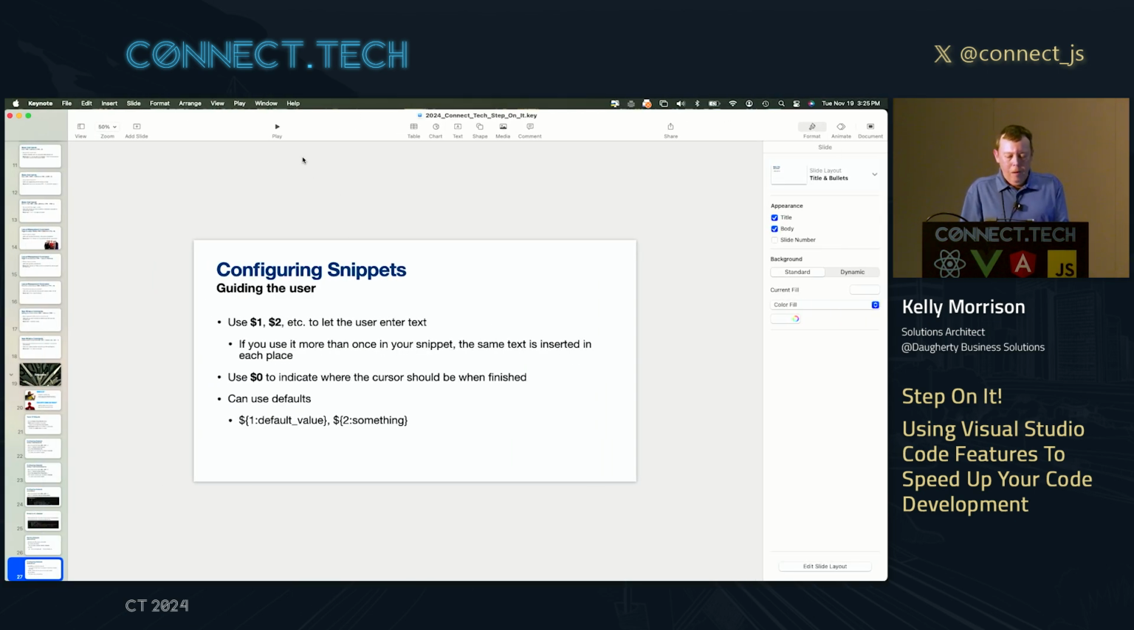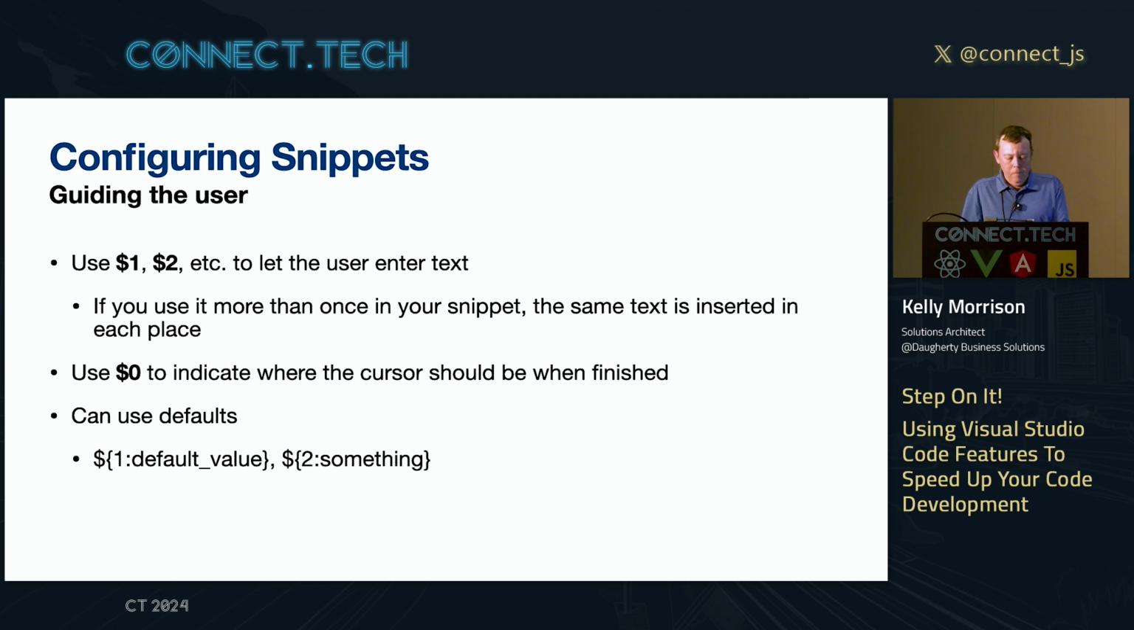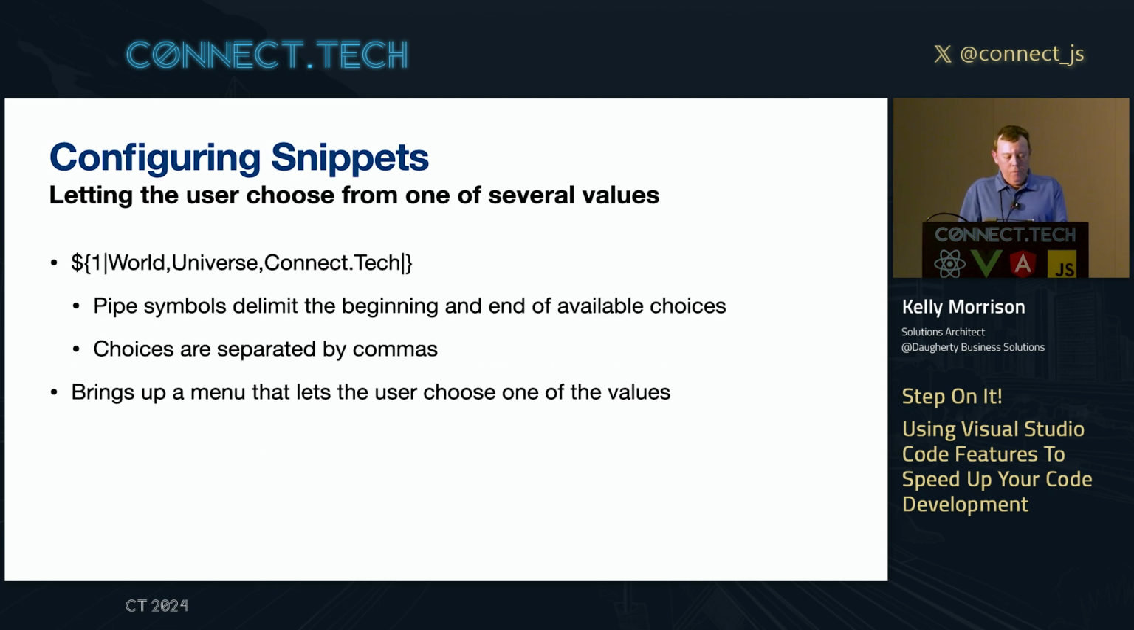Okay, getting back to over here. Something interesting you can do is let the user choose from one of several values. Instead of letting the user just type in a value, you can give them some choices. What you do is type in $, and which position it is, like 1. And then you can put a pipe on both ends and put a comma delimited list of terms. When you get to that part, it'll show a drop-down list for those 3 values, and you can pick one. So that one's pretty interesting.